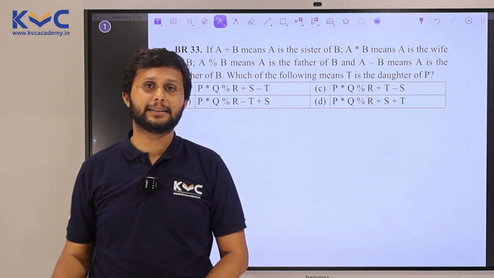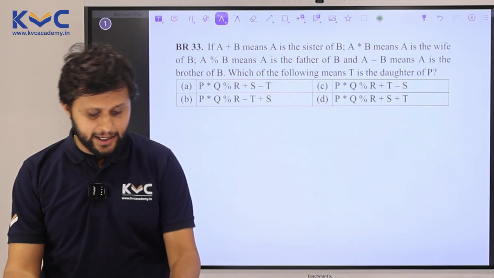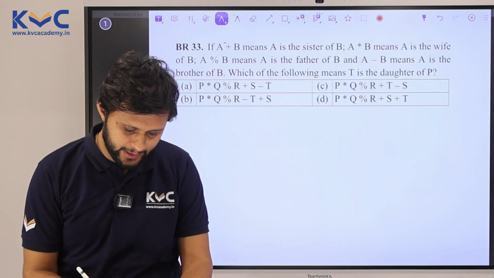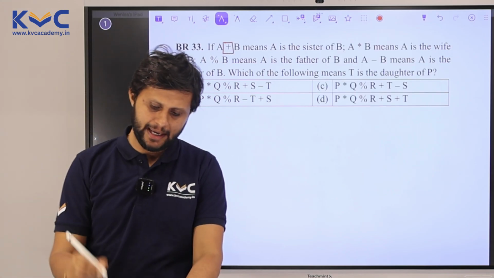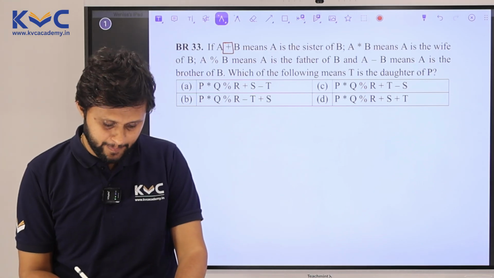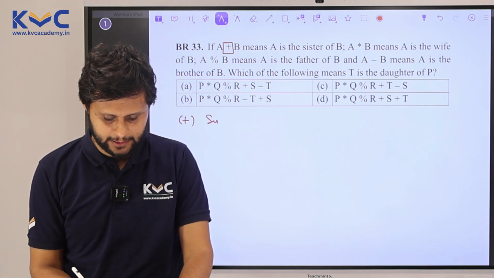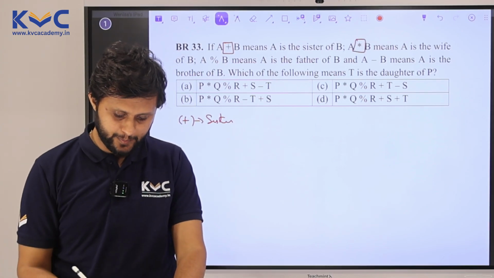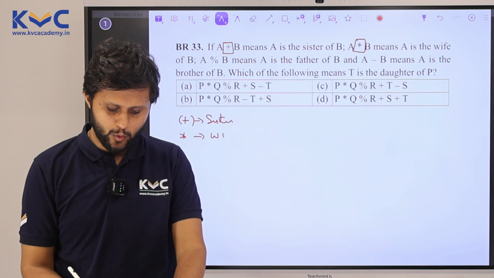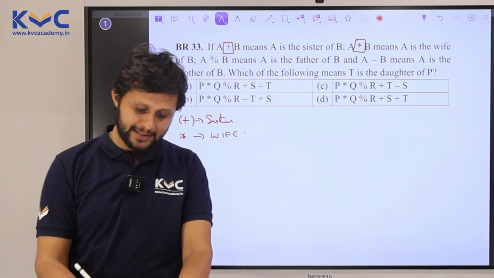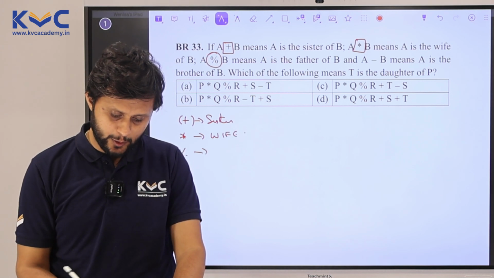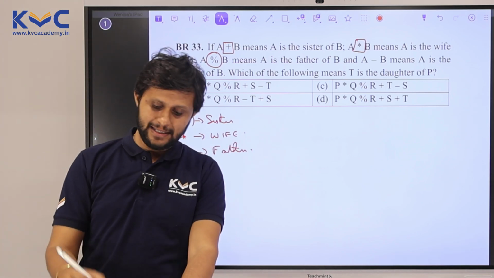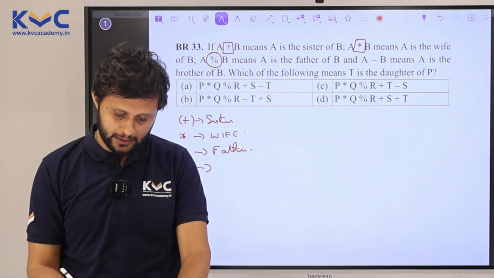Moving on, question number 33. If A plus B, let's switch to red. We have plus sign. Plus means A is sister of B. Plus stands for sister. A into B. Into stands for asterisk, whatever you call it, is wife. Wife of B. A percentage B. Percentage stands for father. A minus B. Minus stands for brother.